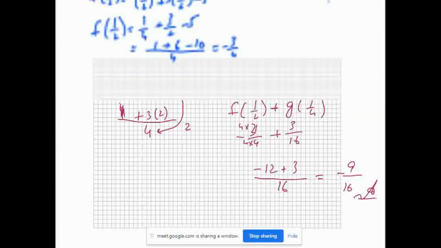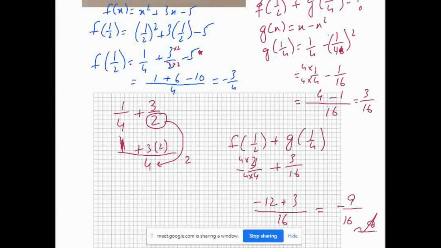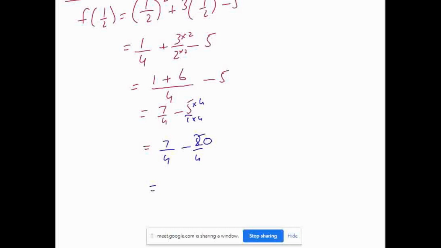because previously you can see here that we were directly subtracting the negative 5 or negative 10. At this point we were making the mistake. Now here you can see this will be minus 20, and if we simplify it, 7 minus 20, what will be the answer? Negative 13 upon 4.